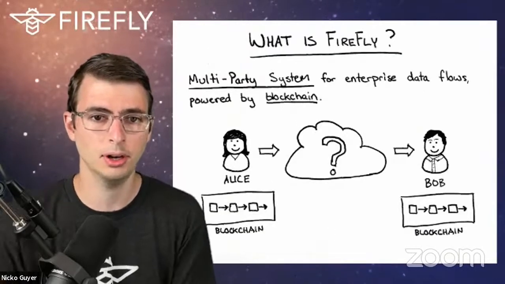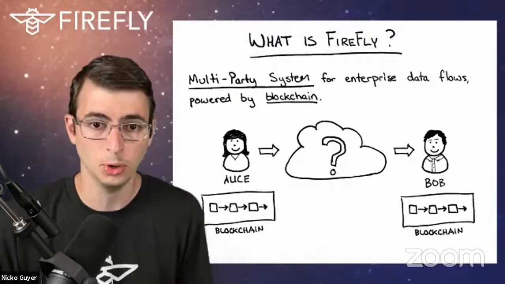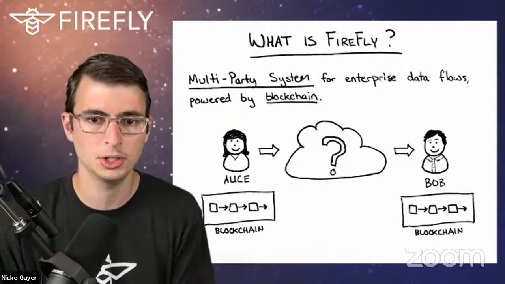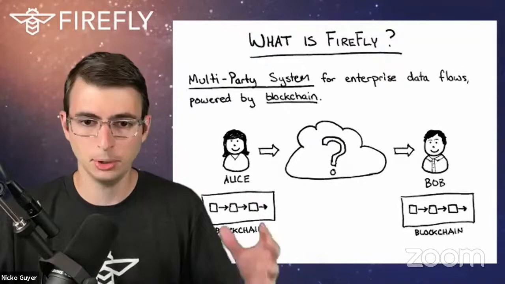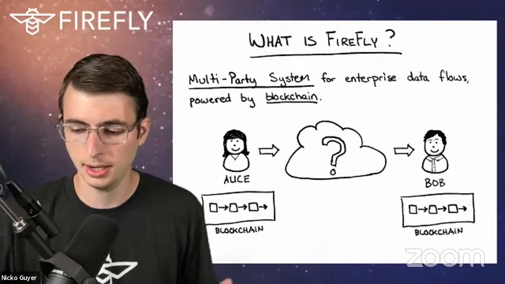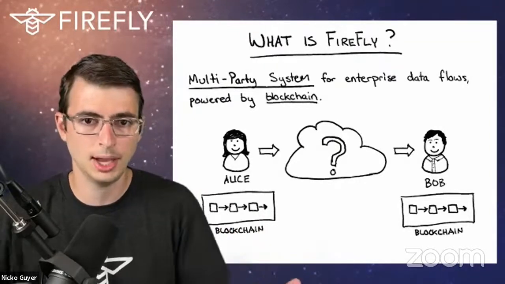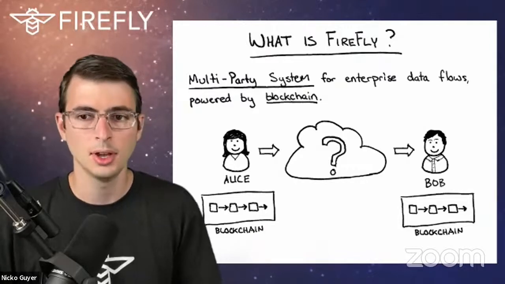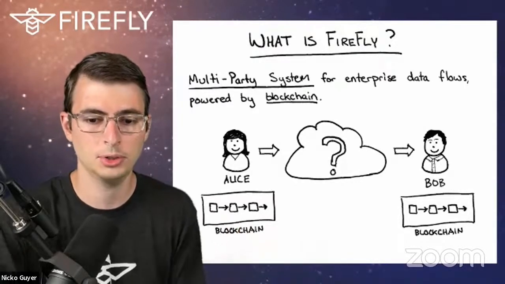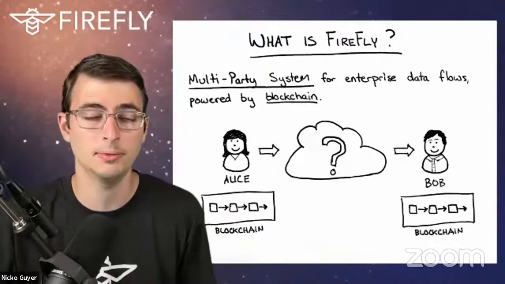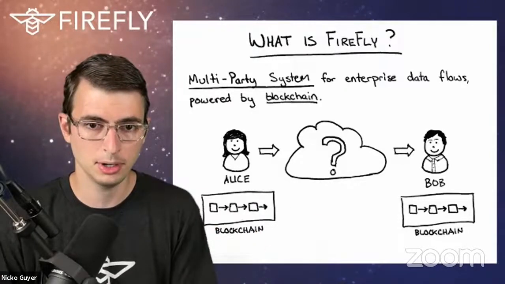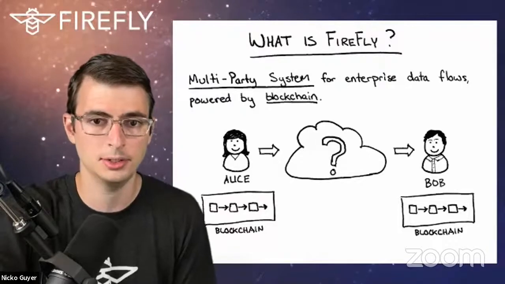So, Peter already gave a great introduction to what is Firefly, so I won't spend a whole bunch of time on that. But it's essentially, Alice and Bob could deploy blockchain nodes and set up a private chain, but then how do they actually get data back and forth? There's a ton of infrastructure that you need on top of that to have an effective enterprise multi-party system, and that's the gap that Firefly seeks to fill.